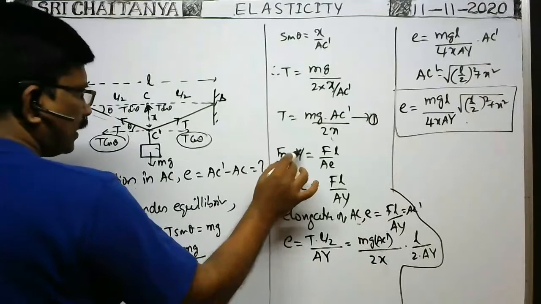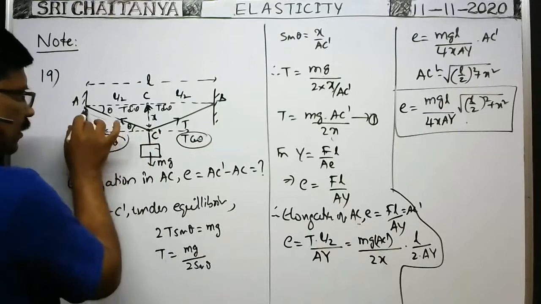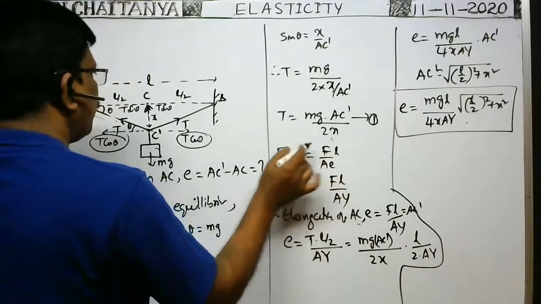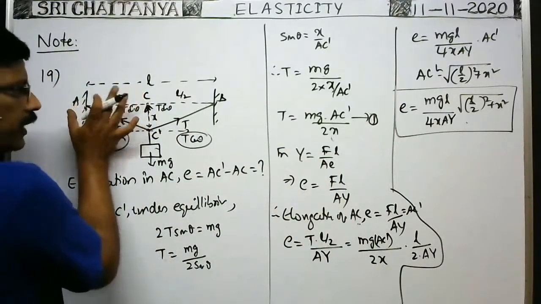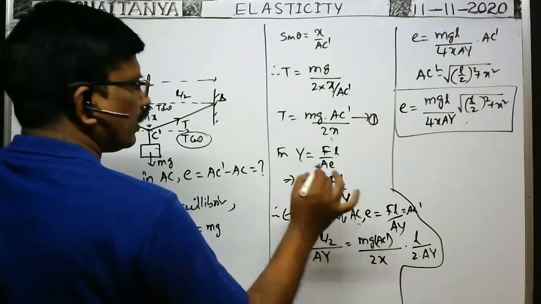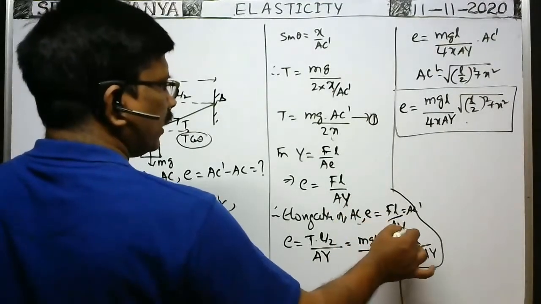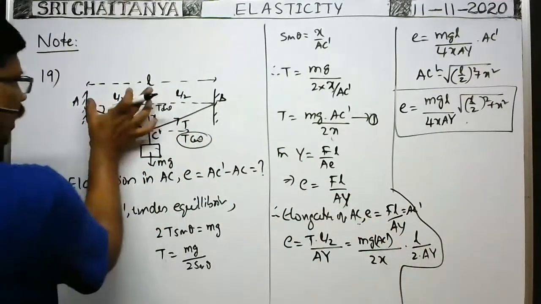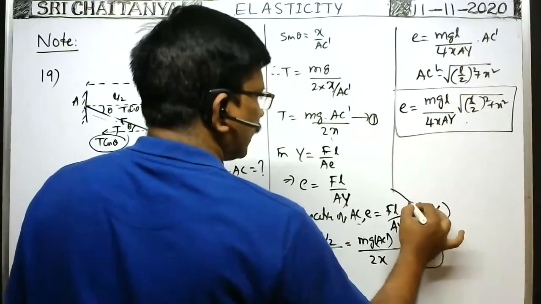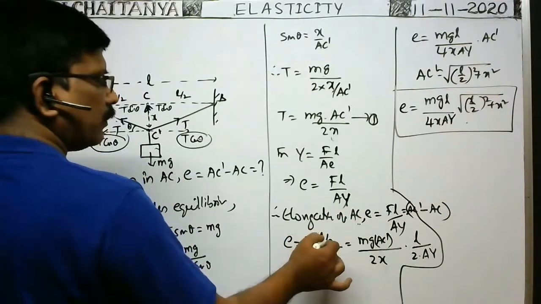To find the elongation of this wire AC, we know Y is equal to FL by AE. F means tension in the string, because only because of tension it elongates, so F is the tension T. L means the length of this part of the wire only, that's why L by 2. A is the area of cross section and Y is Young's modulus. So the elongation E, using the formula FL by AY, is the elongation of this part of the wire, which is AC dash minus AC. Therefore E is equal to T into L by 2 by AY.